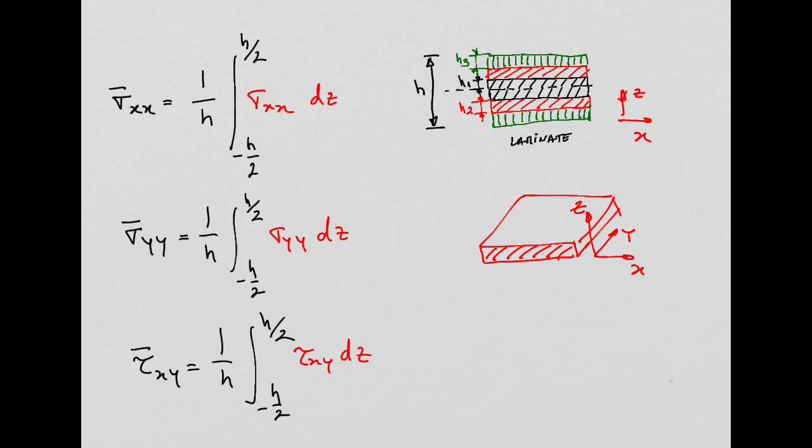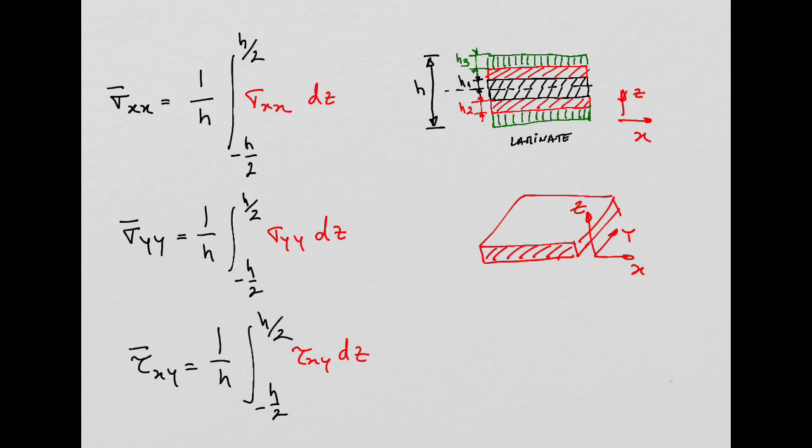So basically, if I have, for example, five plies, each ply with 0.2 millimeters thickness, I will have a total thickness of 1 millimeter, 5 times 0.2. So this H is equal to 1. Then, since an integral is a summation, I will sum the contribution of all these five plies to my total stresses, and that is going to be the stresses of my entire laminate.